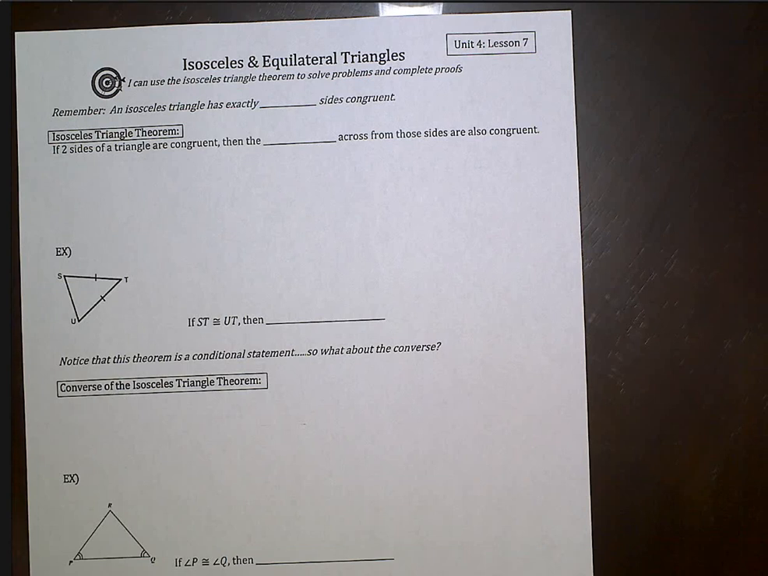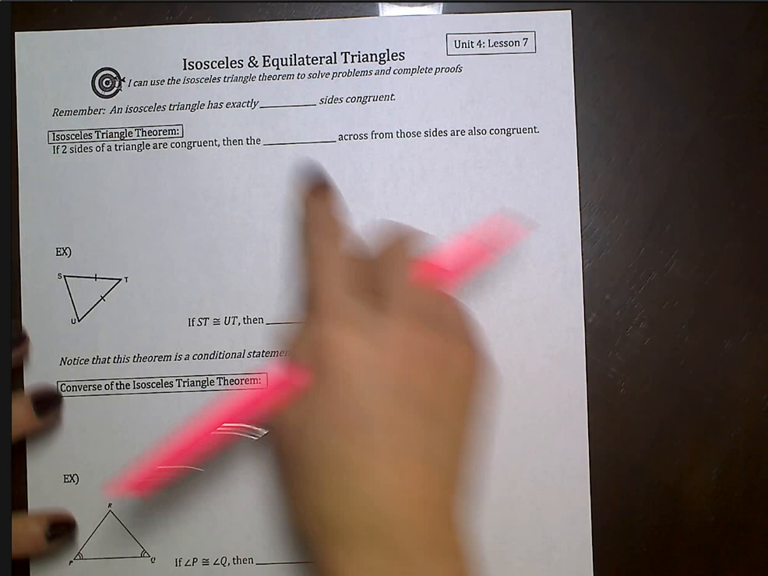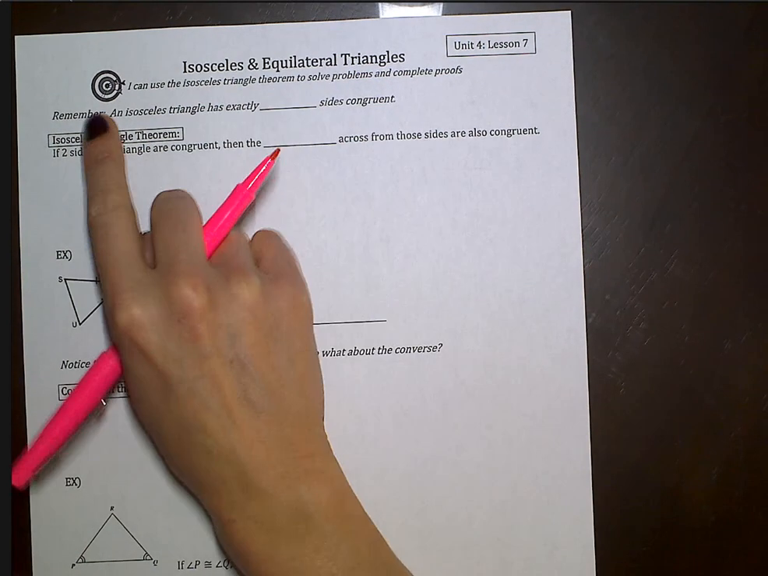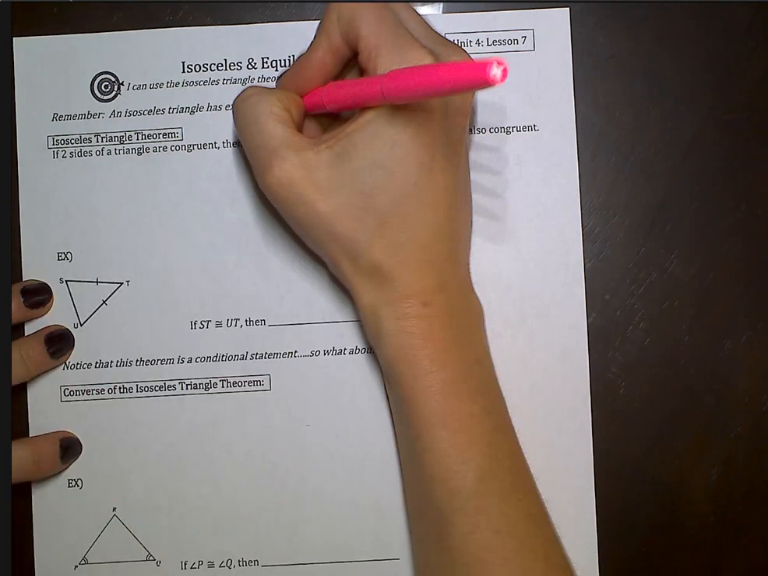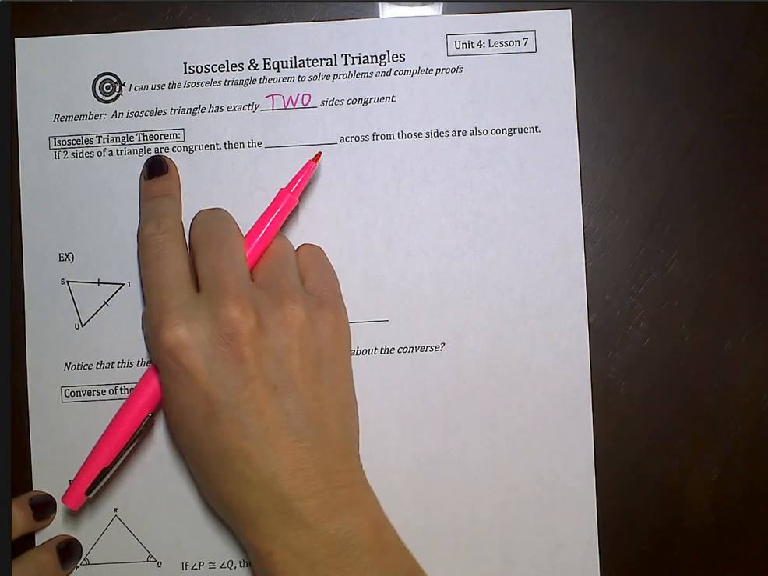This is the last lesson in the proof unit. So yay, we're almost done. It's about isosceles and equilateral triangles. So remember, an isosceles triangle has exactly two sides that are congruent. We learned that last lesson. There's something called the isosceles triangle theorem. This is like the big thing for today.